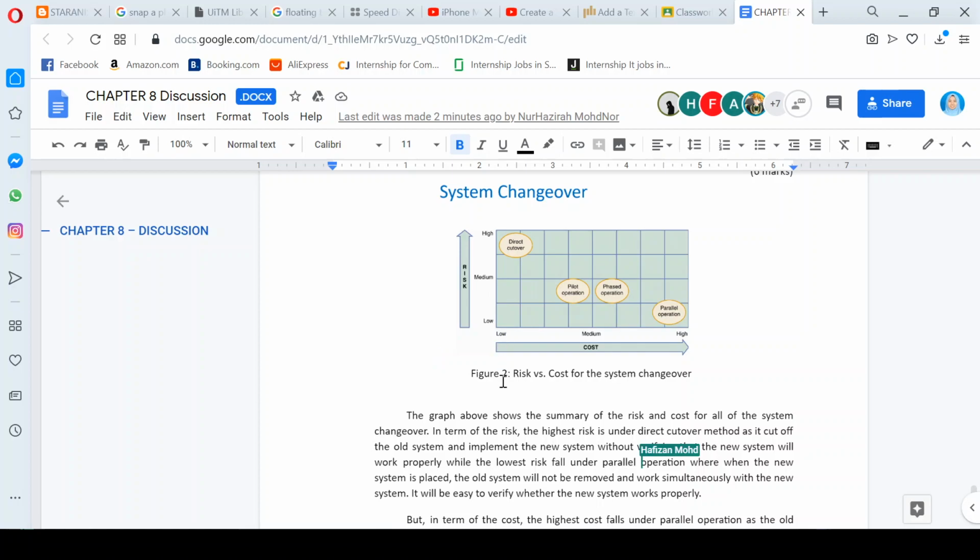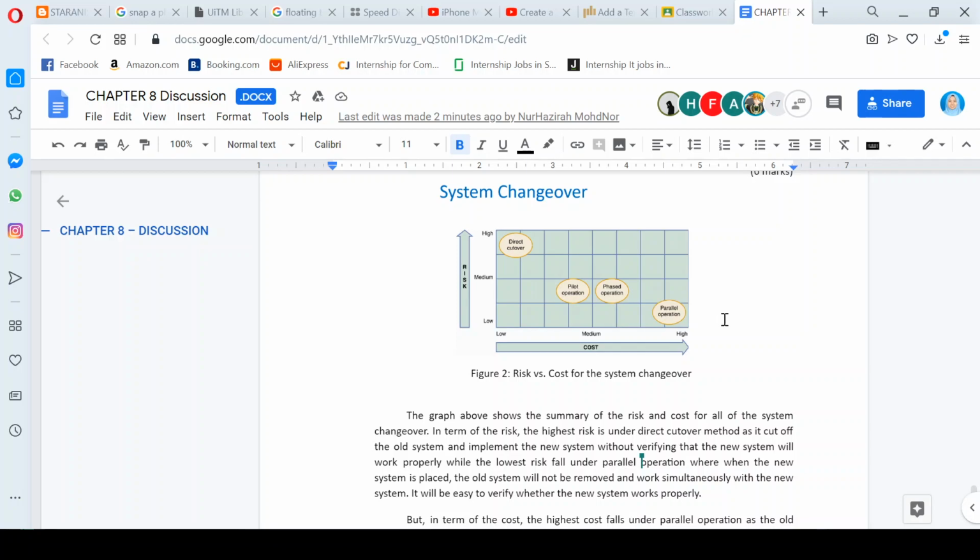Okay, Anis, cuba explain kenapa kamu cakap cost dia rendah tadi? Cost dia tinggi. Untuk parallel operation, cost dia tinggi sebab dia releasekan part by part kepada user. Jadi dia perlu, dia macam nak cakap.